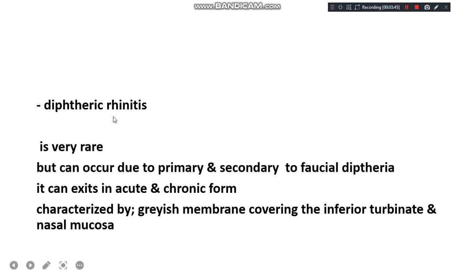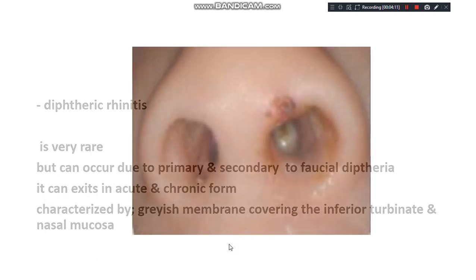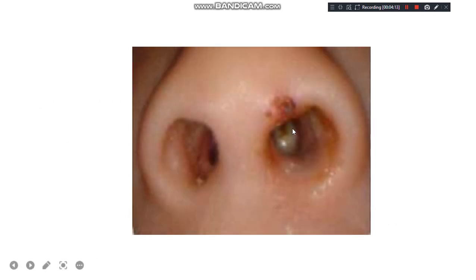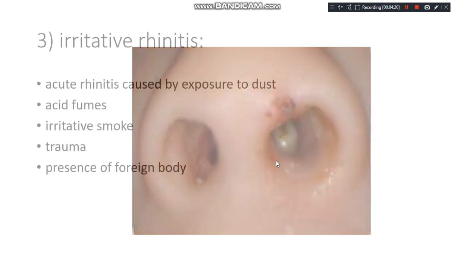Then we have diphtheric rhinitis. It's very rare because almost everyone is immunized against this bacteria, but it can occur as primary or secondary to faucial diphtheria. It can exist in acute and chronic form. It is characterized by a grayish membrane that covers the inferior turbinate and the nasal mucosa. In this picture you can see the grayish membrane on the nasal mucosa, attached to the inferior turbinate of the nose as we have discussed earlier.